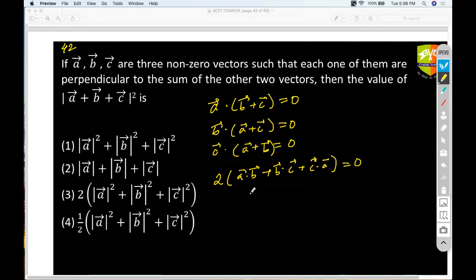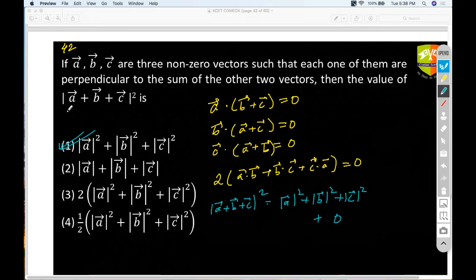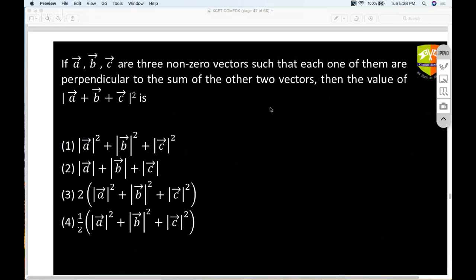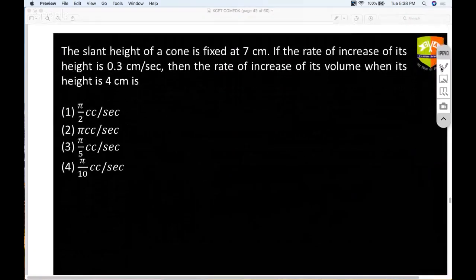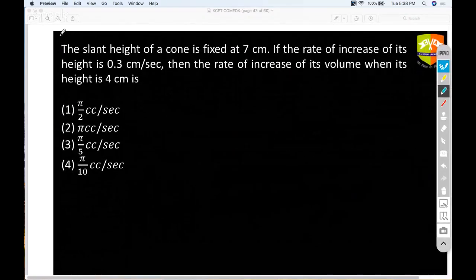And we all know that mod of a plus b plus c square is going to be mod a square plus mod b square plus mod c square, plus 2 times this, which is going to be 0 itself. And hence option A exactly matches our requirement. Yes, absolutely correct, Vaishnavi, Sanjana, Saundarya, option A is correct. In fact, let's move on quickly without wasting much time to question number 43.